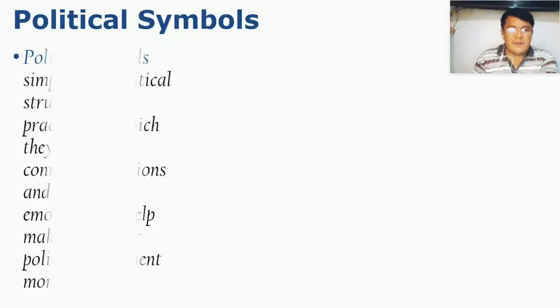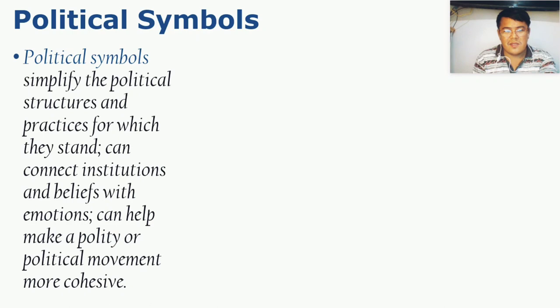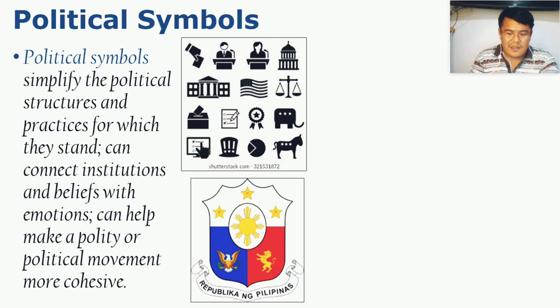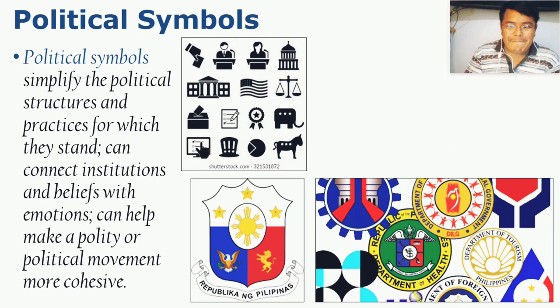Next, political symbols. Political symbols simplify the political structures and practices for which they stand, can connect institutions and beliefs with emotion, can help make a polity or political movement more cohesive. Okay. More of politics and government. The states, no? US. Although yung iba, ginagamit natin kasi we are Americanized, di ba? The official seal of the Philippines. So nakikita ito sa mga government documents. Mga emblem, symbols ng mga departments or the cabinet.